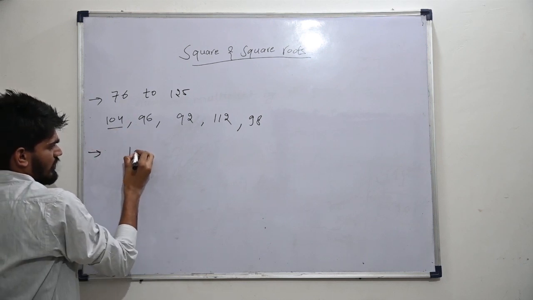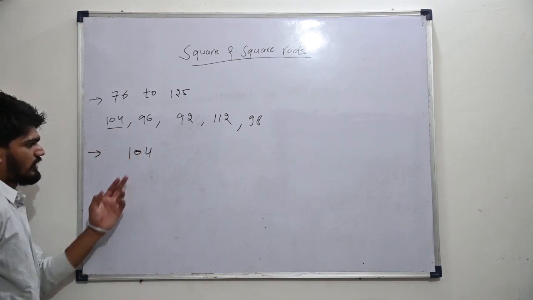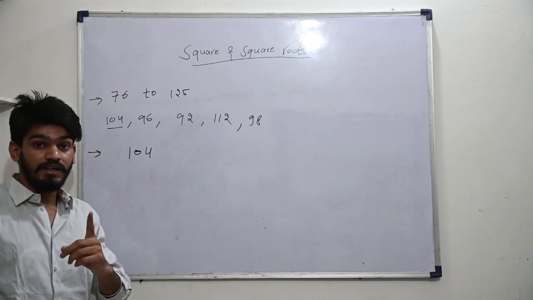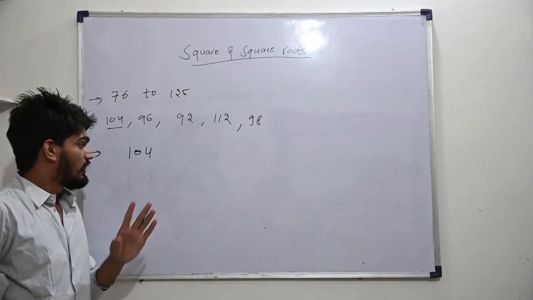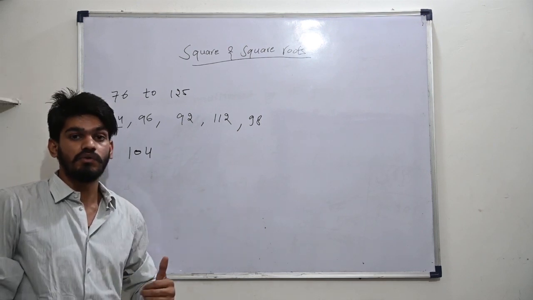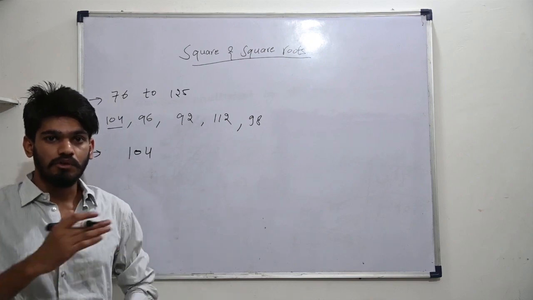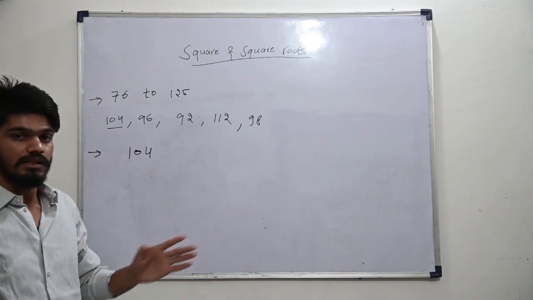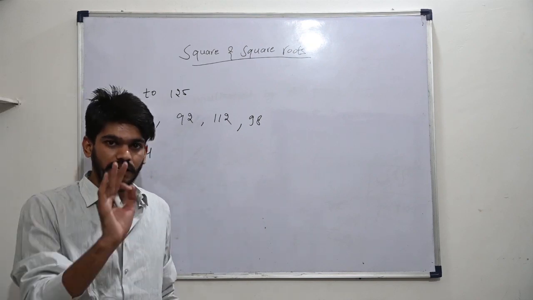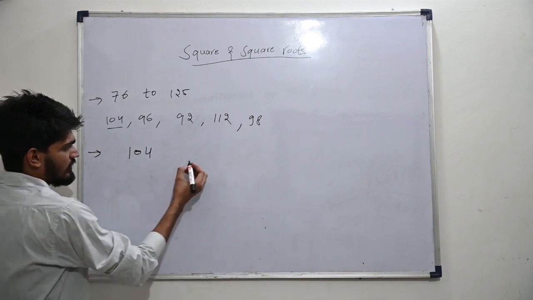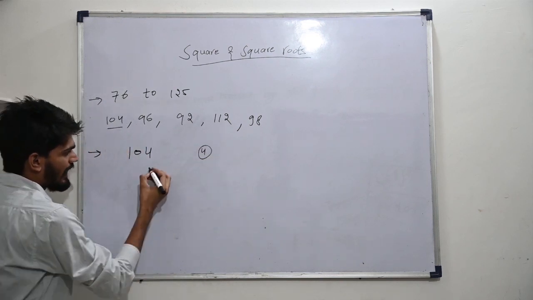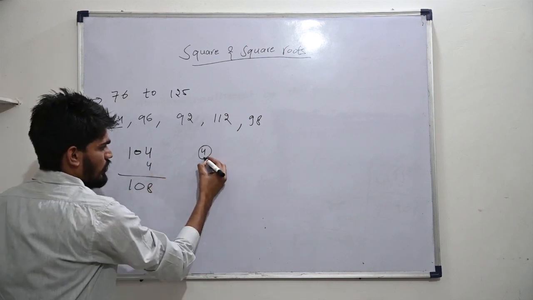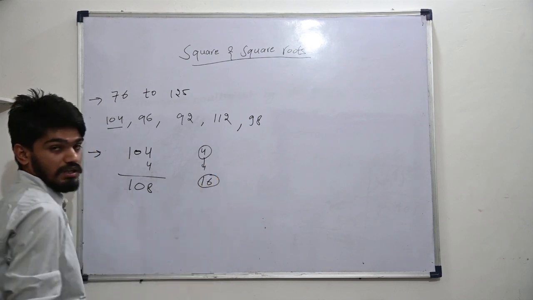Take 104. First, write the number whose square we have to find, 104. Now check the difference with 100, only 100 this time. In the previous case, for squares from 25 to 75, we had to find the difference with 25 and then with 50. But in this case, we have to find the difference with 100 only. The difference is 4. Add this and you get 108. Square the difference, 16.